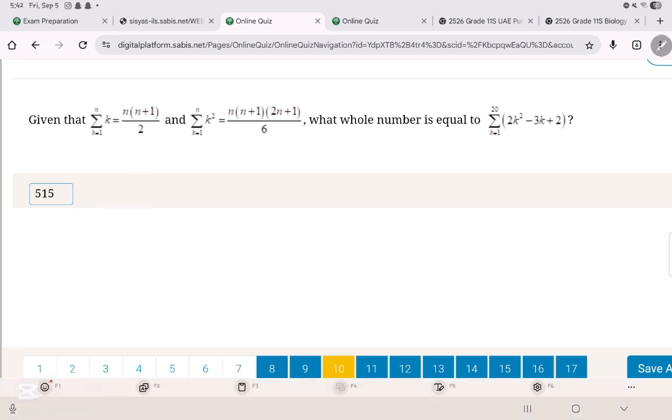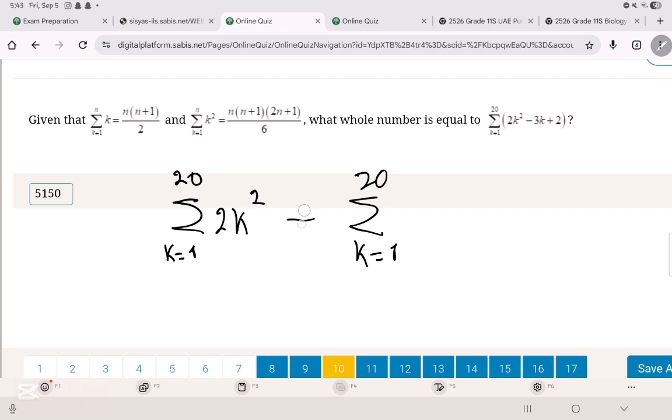Now, if you don't have this option on the calculator, how are you going to do it? Very simply, you will take it like this. You will take out each value by itself. So now, it's the summation k equals 1 to 20 of 2k squared, minus the summation k equals 1 to 20, actually without the minus, plus minus 3k. And then the summation k equals 1 to 20, you will get what? You will get plus 2.